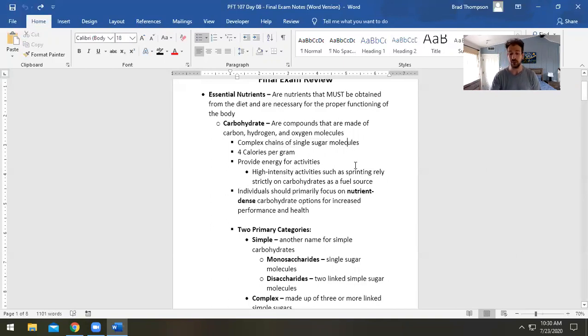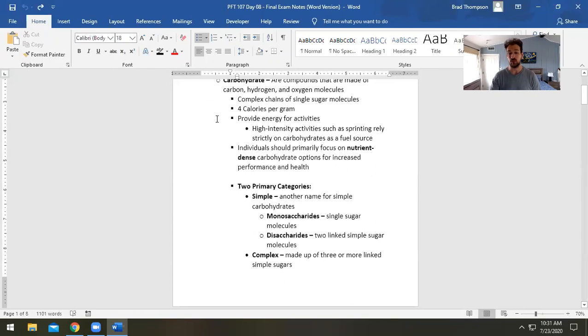And then depending on how complicated they are, that is what we're going to refer to as either a simple or a complex carb, meaning that it's very easy for our body to break it down or very difficult to break it down. But no matter what, their main role is to provide energy for our activity. So for instance, high intensity activities such as sprinting actually rely almost entirely on carbohydrates as a fuel source. As your intensity climbs, your fuel from carbohydrates is going to increase, whereas as your intensity lowers, your fuel from fat is actually going to increase.